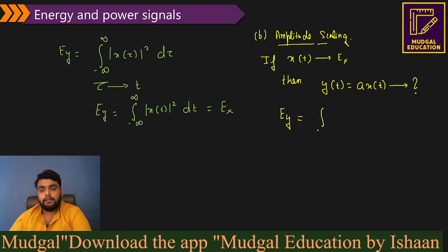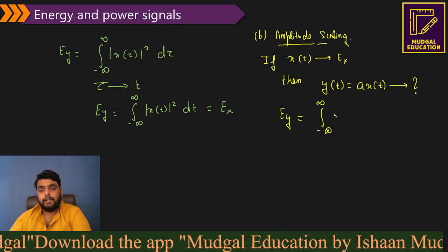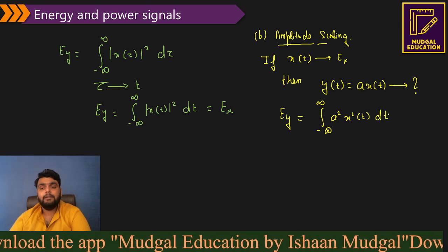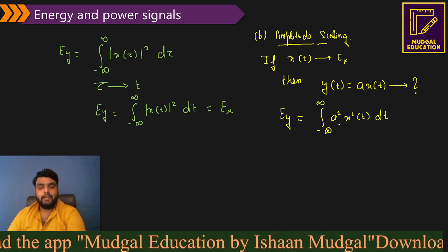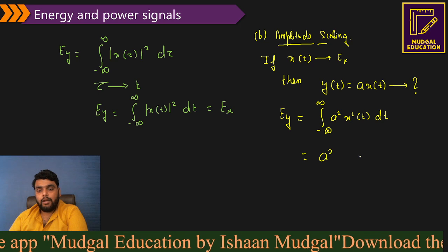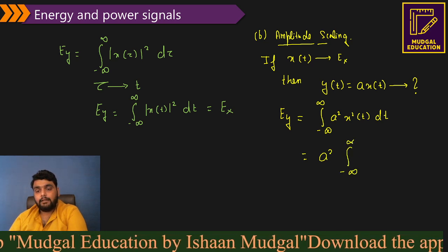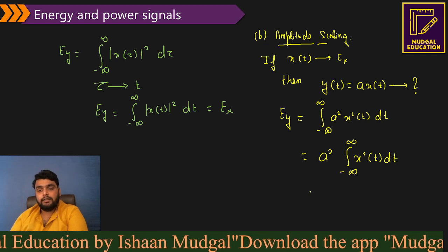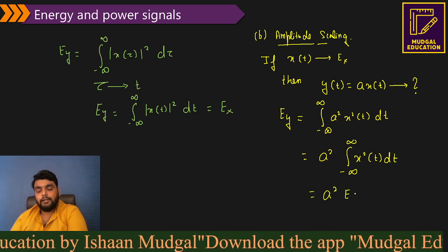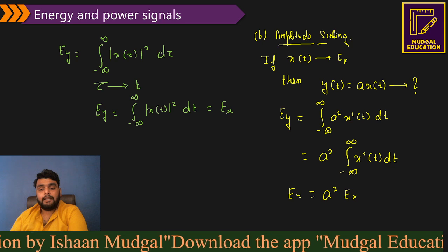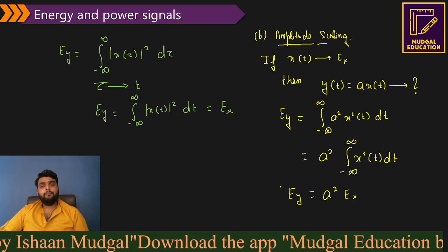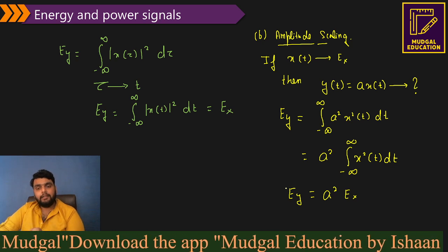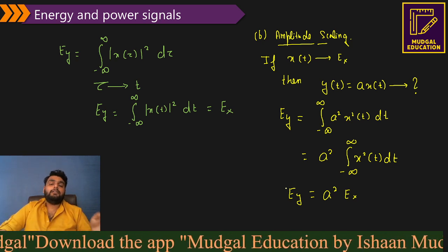So I will say it is the integral from minus infinity to infinity of a square x square t dt. Simple, I have put y(t) equal to a x(t). If I take a square common, it comes out to be the integral from minus infinity to infinity of x square t dt. Now this is equal to the energy of signal x. So in case of amplitude scaling, the amount by which a signal has been scaled will become the square times in case of energy.